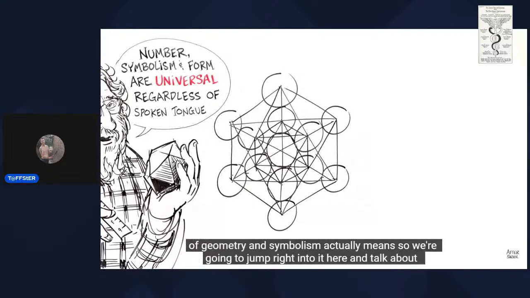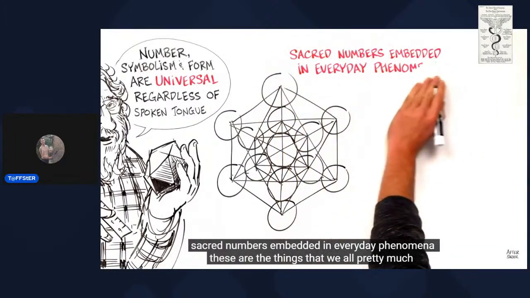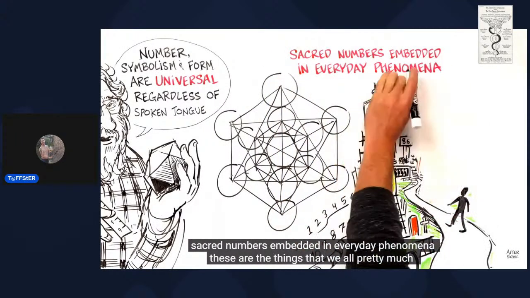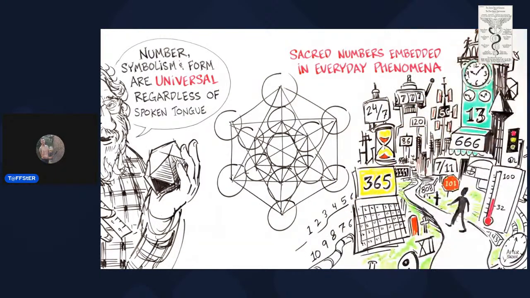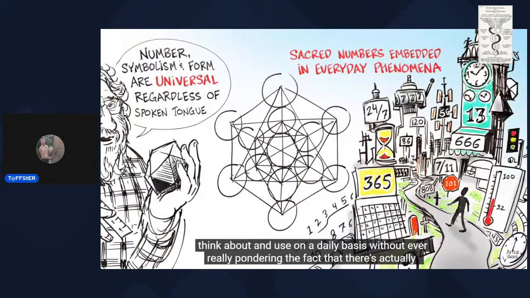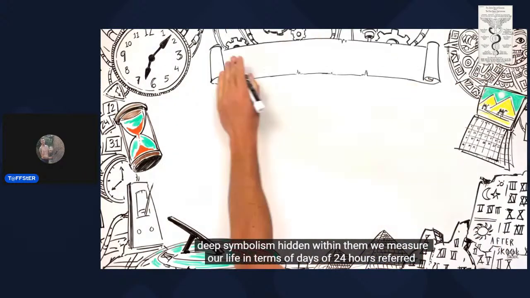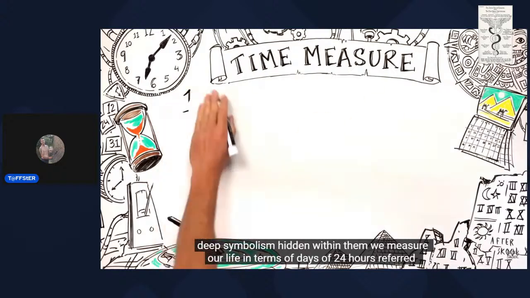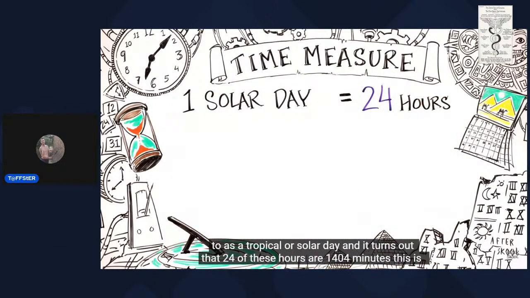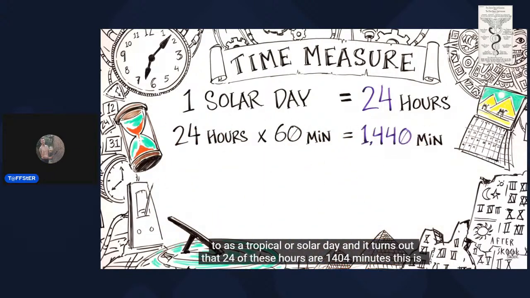So, we're going to jump right into it here and talk about sacred numbers embedded in everyday phenomena. These are the things that we all pretty much think about and use on a daily basis without ever really pondering the fact that there's actually deep symbolism hidden within them. We measure our life in terms of days, of 24 hours, referred to as a tropical or solar day. And it turns out that 24 of these hours are 1,440 minutes. This is one of the key numbers within the ancient canon of numerical cosmology that the ancients used to basically design and create their world.